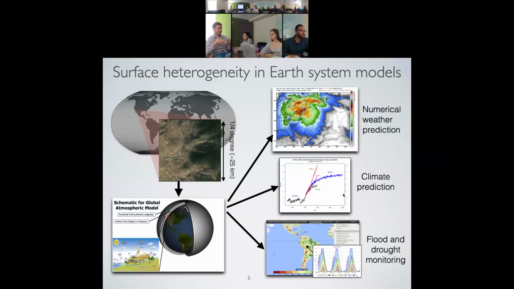So numerical weather prediction, so medium range prediction, so ECMWF, GFS, weather models, climate predictions, and also for continental and global scale flood and drought monitoring, where we take satellite data and we prescribe it to a land model and want to make some predictions or real-time monitoring of the hydrologic cycle.